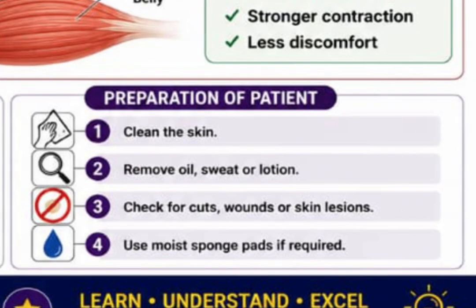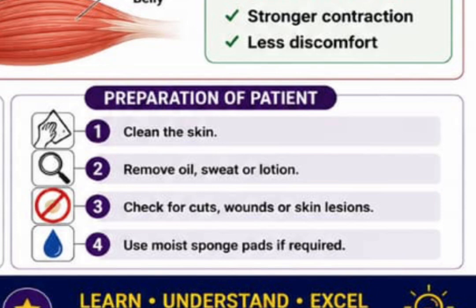So the next one is, how can you prepare the patient? These are just simple things you can do to prepare the patient. Number one, you have to clean the skin very well. We call it skin toileting. Clean the skin to remove any dirt very well. You have to remove oils, and if the patient is sweating, you have to clean that area, or any lotion.